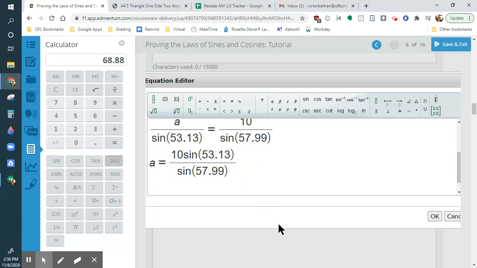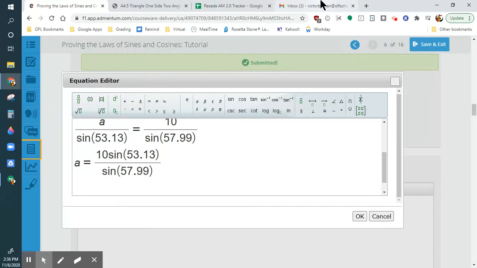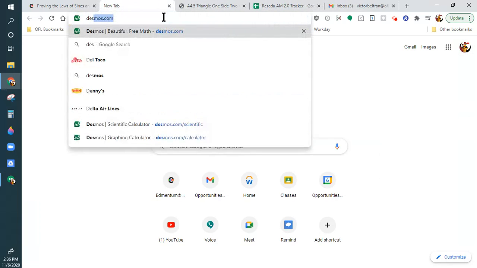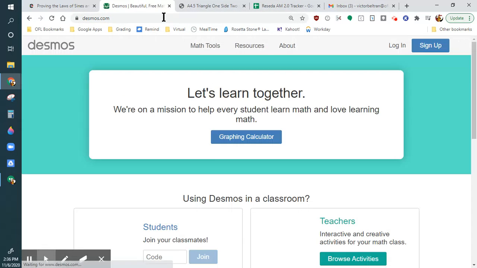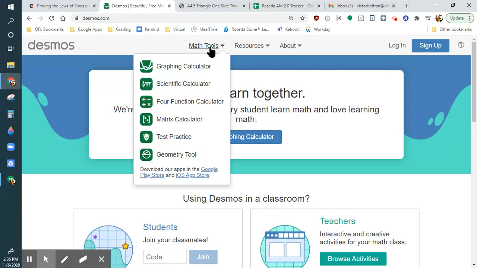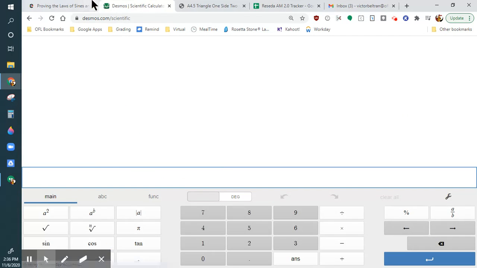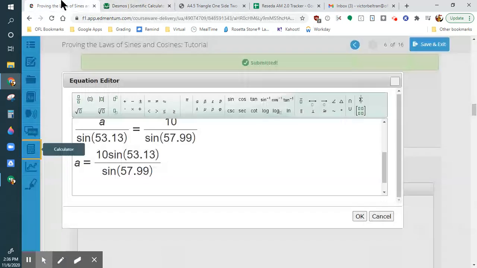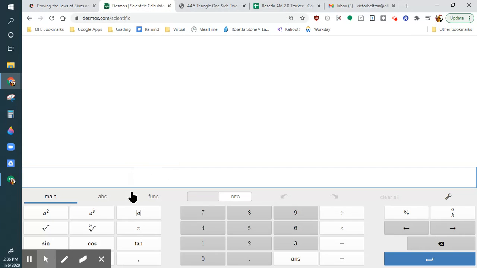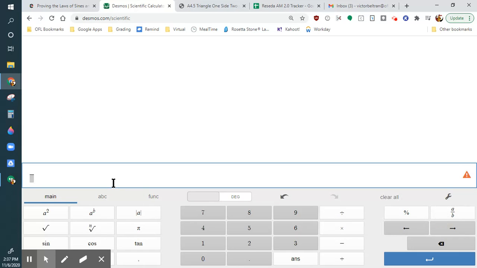So what I'm going to do here is I'm not a big fan of how small you guys have this calculator here. So I'm going to use an actual scientific calculator. I'm going to use the Desmos scientific calculator. I feel it is a little more comprehensive calculator. So here normally I'm able to copy and paste, but unfortunately Edmentum doesn't go in well with this.